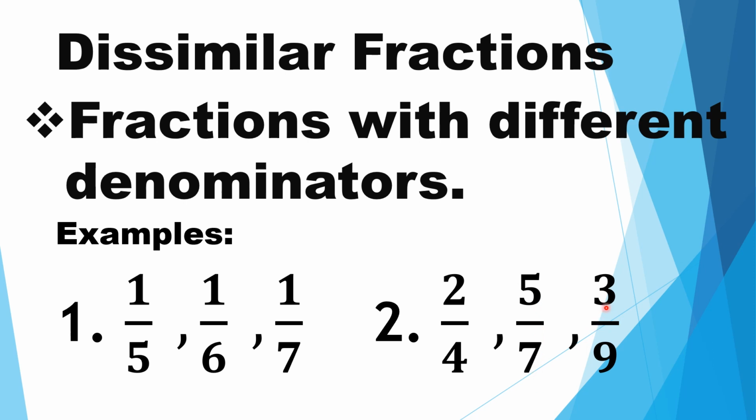Number 2: 2/4, 5/7, 3/9. In the fraction 2/4, the denominator is 4. In 5/7, the denominator is 7. In 3/9, the denominator is 9. So they have different denominators. That is dissimilar fractions.